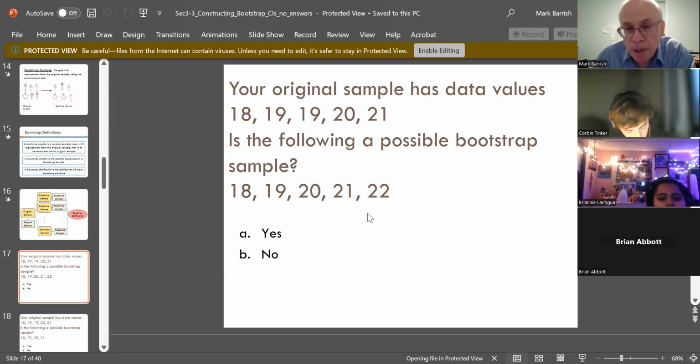Because 22 is not in the original sample. That's right. You see the idea? It has to be something from the original sample to create a bootstrap sample. All right, let's look at the next one.